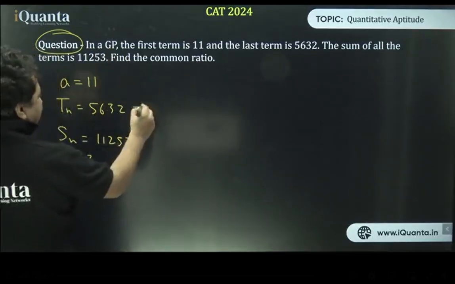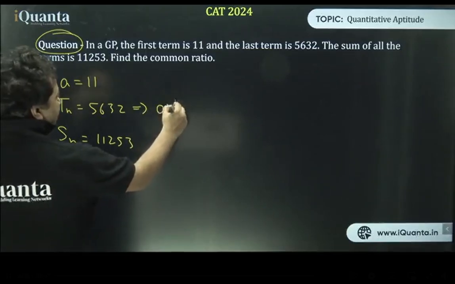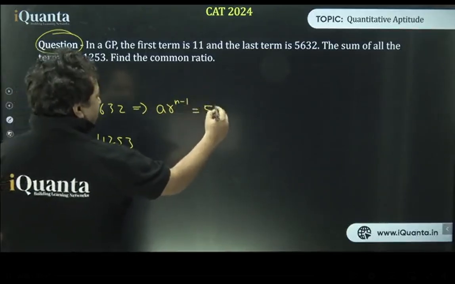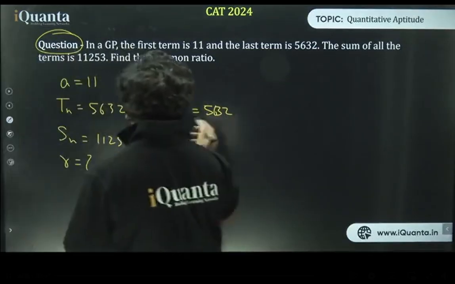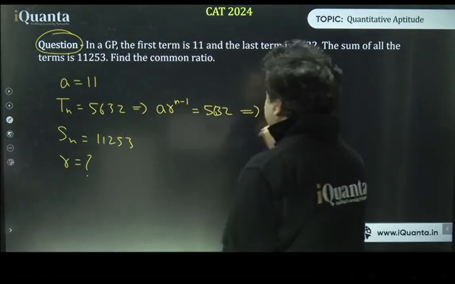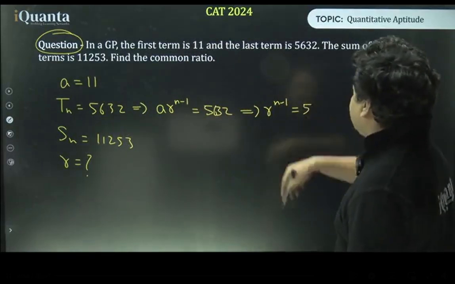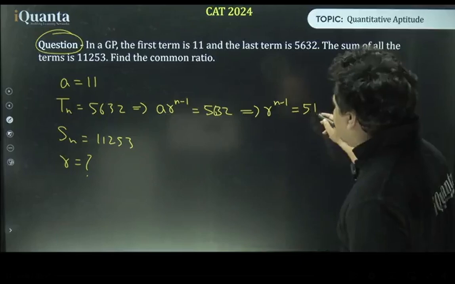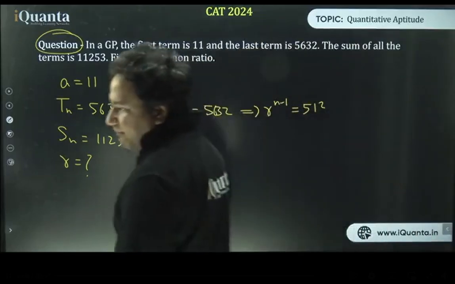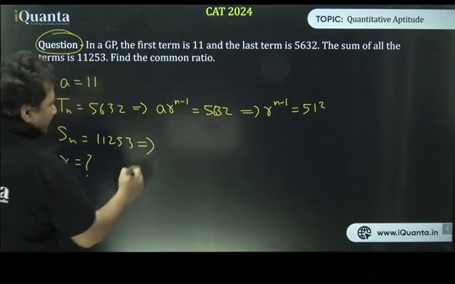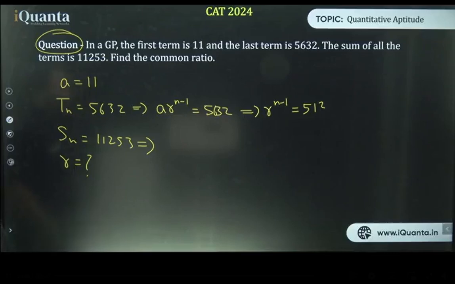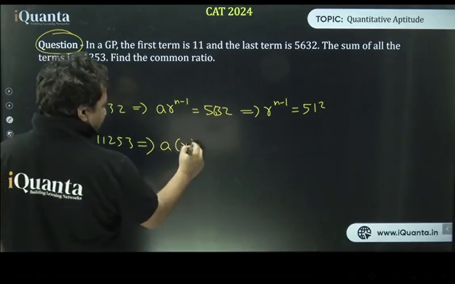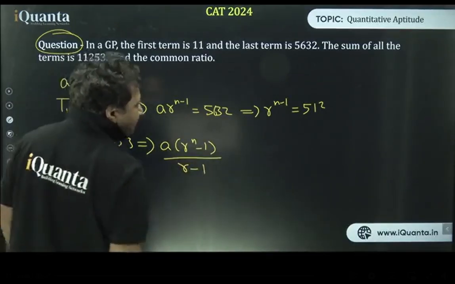Tn is basically nothing but a times r to the power n minus 1, that is given as 5632, and a is 11 over here. So we get r to the power n minus 1 as, let's divide by 11. 5s are 55, 1s are 11, and 2s are 22. We got 512. ऐसे ही है ना सबने? Putting in the formula, this will be a times r to the power n minus 1 whole upon r minus 1.